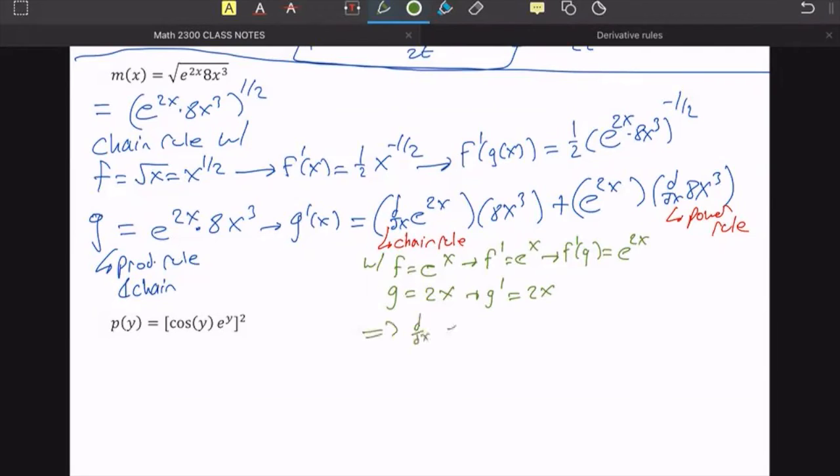So the derivative of e to the 2x, I'm sorry, I messed up the derivative of g. This should just be 2. It's just 2e to the 2x.